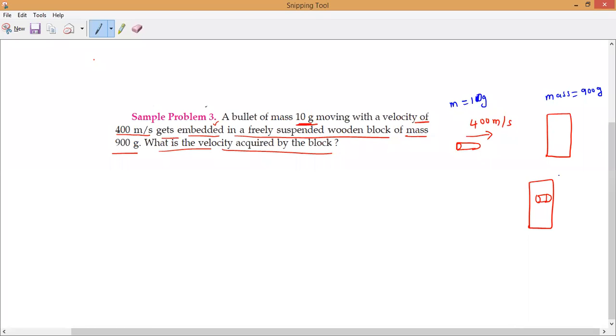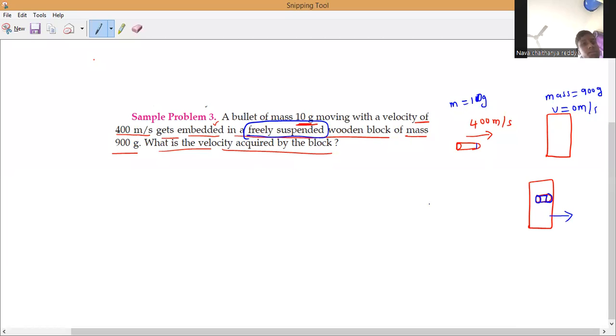Now you tell me, initially before the bullet reaches the wooden block, what is the wooden block's velocity? Is it 0 or is it having some velocity? It is suspended freely, so its velocity is 0. It does not have any velocity before the bullet hits. Now, once the bullet hits it and is stuck inside, because of the speed of the bullet, will the wooden block move or not?